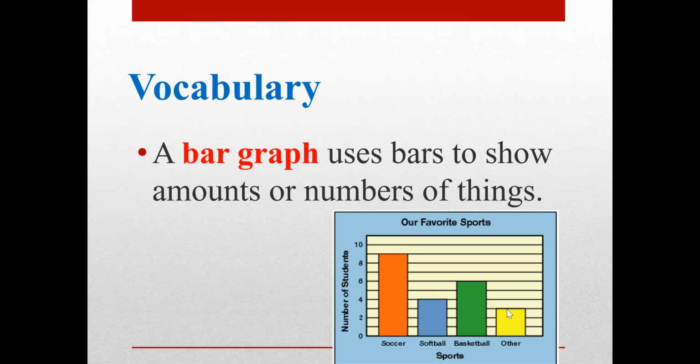Anyway, so if I ask you how many children chose basketball, what is the first thing you will look for? You look for where basketball is. And where is basketball? There it is. It's right here. And how many children chose basketball? You will look up and see where the line ends. And you will see that it ends at number 6, which means 6 students chose basketball.